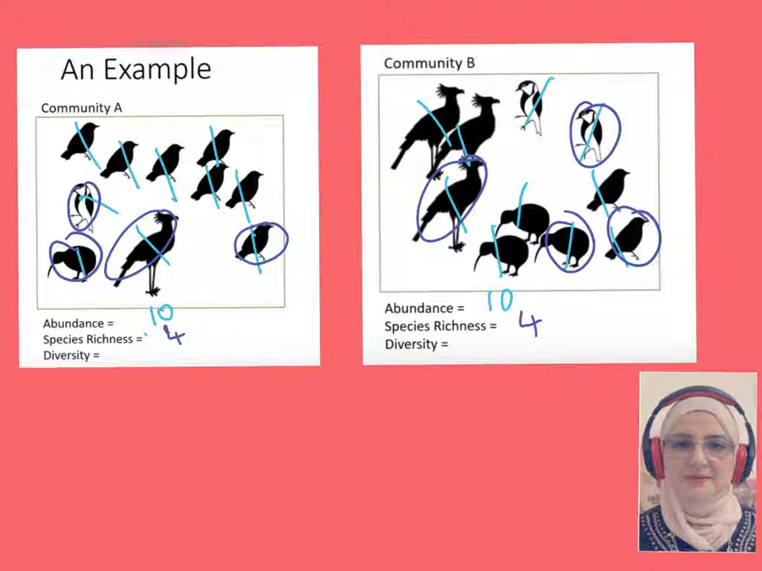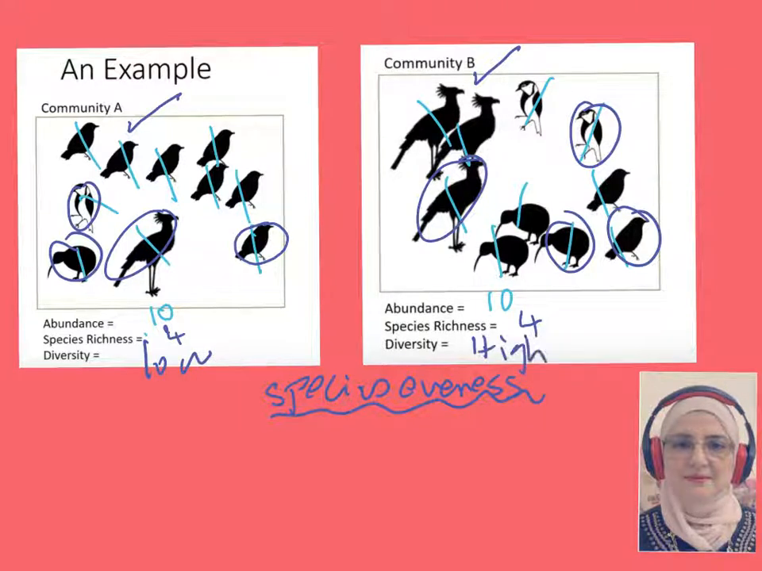So why do they look different? They look different due to the difference in species evenness. The distribution of species, we can say it's more even in sample B than sample A. Or we can say the diversity in Community B is high, while the diversity in Community A is low. But how are we going to calculate diversity? We need a quantitative value for diversity. Here you need to apply the formula of the diversity index.